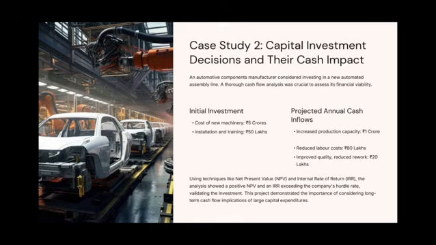The projected annual cash inflows are increased production capacity of rupees 1 crore, reduced labor costs of rupees 80 lakhs, and improved quality and reduced rework of 20 lakhs. Now, using techniques like NPV, which is the net present value, and IRR, which is internal rate of return, the analysis showed a positive NPV and an IRR exceeding the company's hurdle rate, validating the investment. The project demonstrated the importance of considering long term cash flow implications on large capital expenditures.